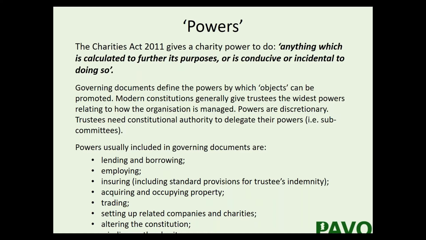So, as I say, there's pretty much carte blanche on new governing documents, but if you look at yours, there'll probably be a list of powers of things that you can do, such as lending and borrowing, employing staff, insuring. We mentioned professional indemnity insurance, etc., or public liability insurance, just being able to run the business, acquiring and occupying property, so taking out a lease, buying the freehold, trading. I've mentioned some charitable constitutions have a bar on trading, full stop actually, or certainly permanent trading activity.